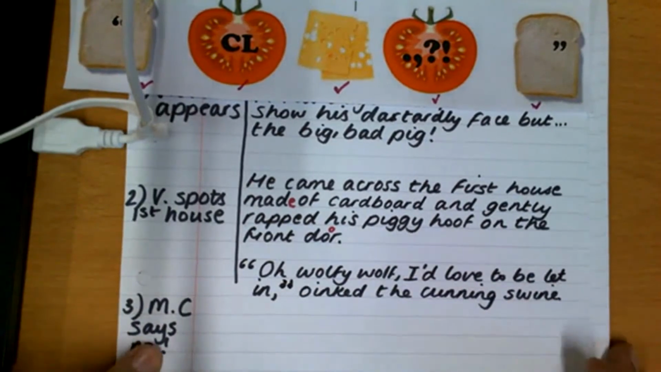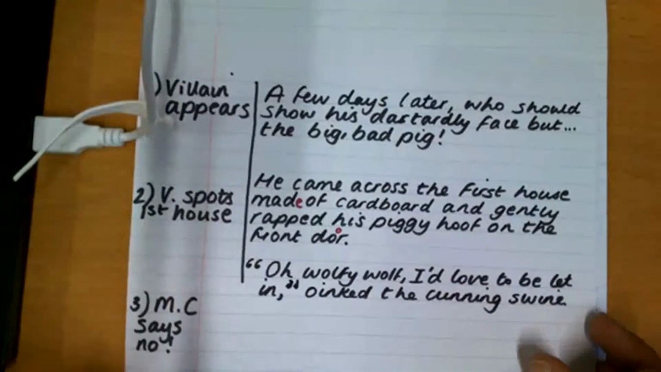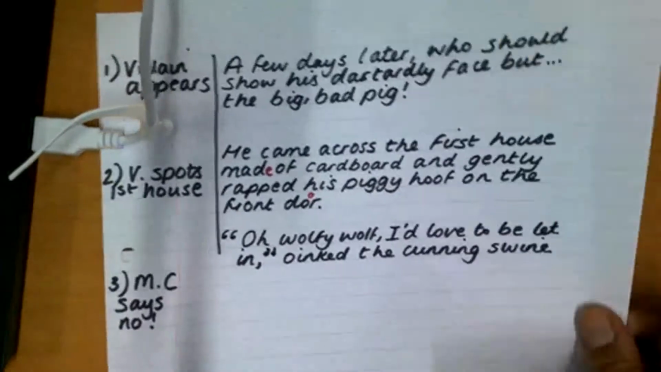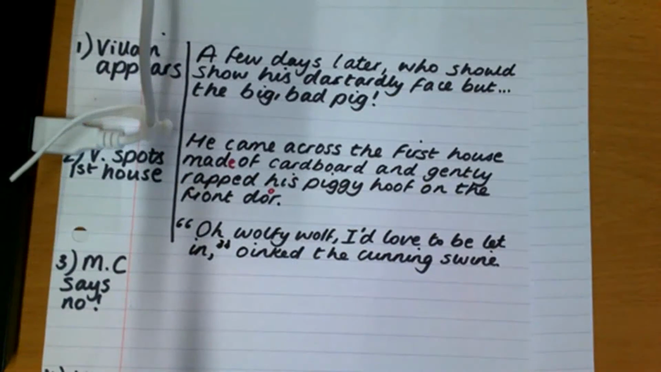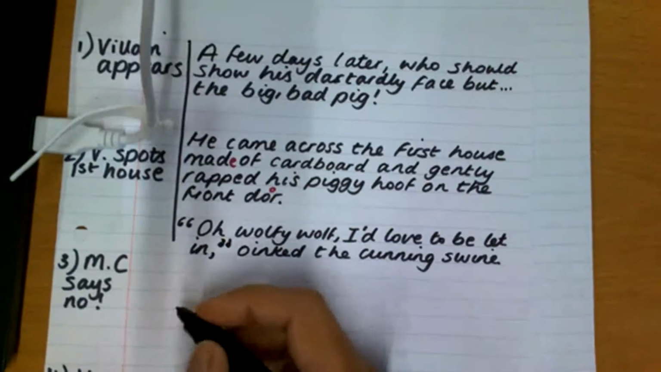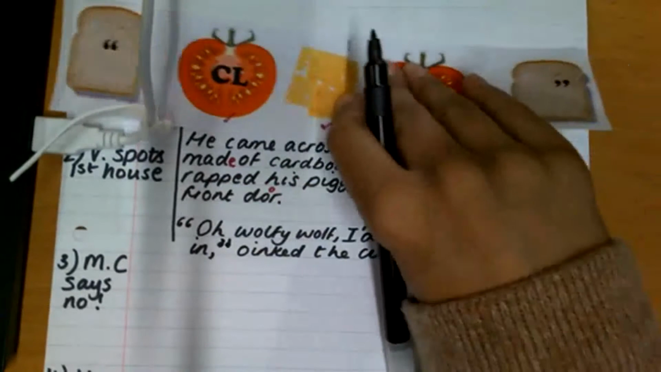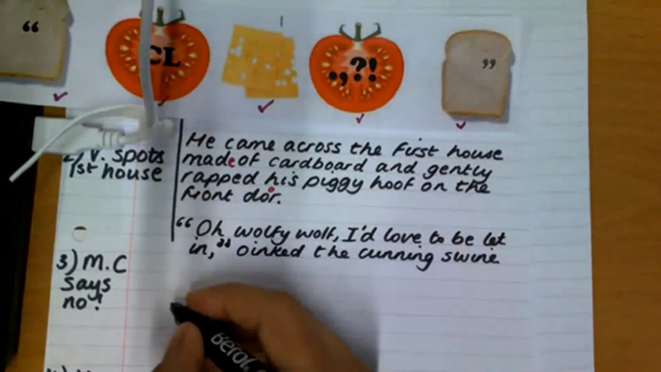Okay, and again, so I don't know if you can see that. That's going slightly. Oh, all falling apart here, Year 3. All falling apart. There we go, that's better. Okay, so again, I'm going to go back to my plan and see what the pig was going to say in return. He was going to say, not a chance will I let you in. So again, open up with my speech marks.